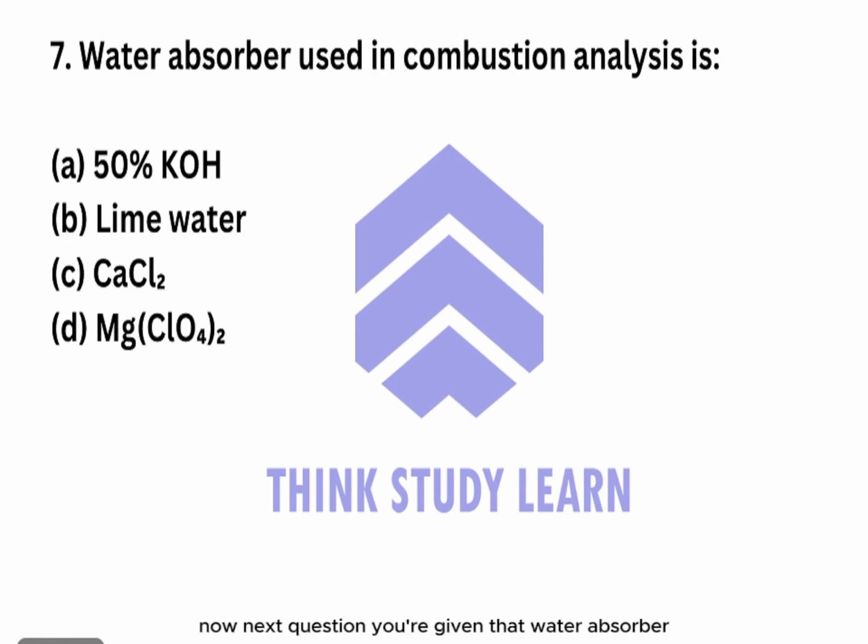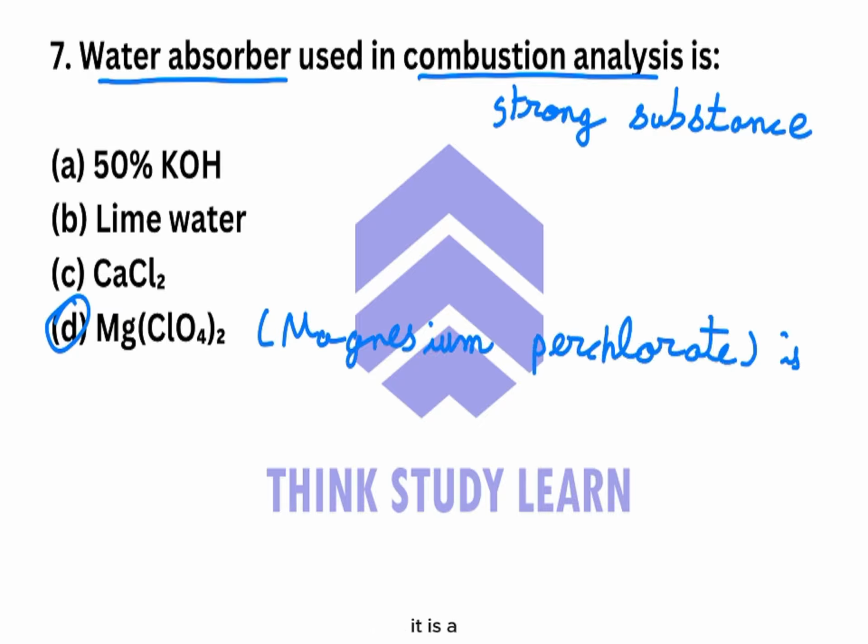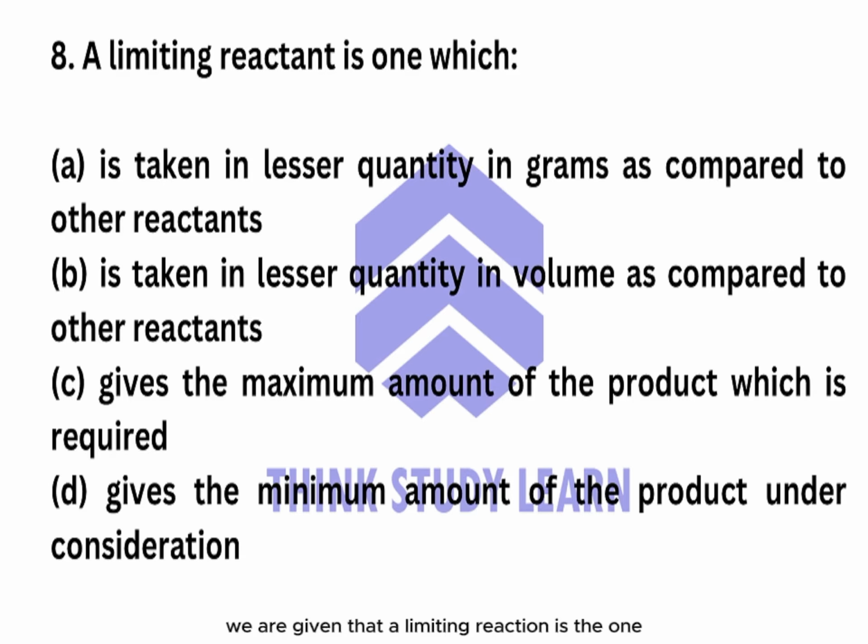In our next question, we are given that water absorber used in combustion analysis is what? Water absorber, as simply understandable by its name, is that it absorbs water. And in combustion analysis, you need a strong substance. And this property is held by MgClO4 too, that is magnesium perchlorate. It is a strong desiccant and absorbs water easily.